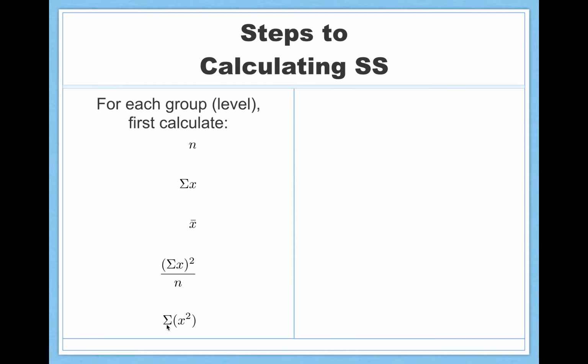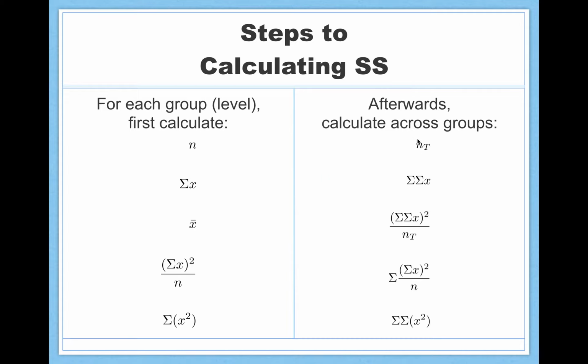Okay, so once you have these values within each group, it's time to do the across group stuff, which again builds on what comes before it. The first thing you need to find is NT. Well, this is pretty simple, right? If you have the sample size for each group, to find the total sample size across all groups, you just add up all those sample sizes within each group.